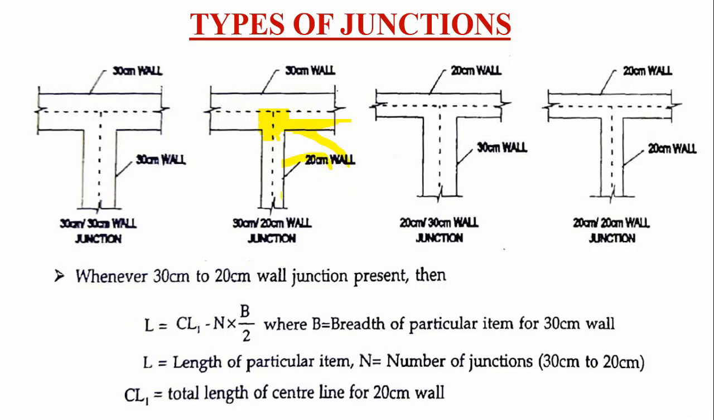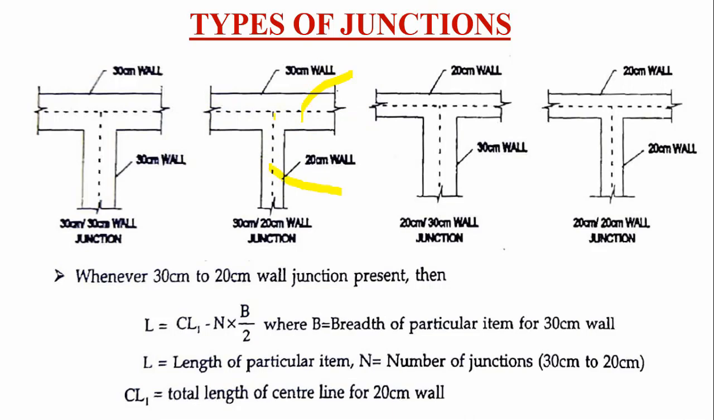So when we are taking the length of this 20 centimeter wall, the formula will be length is equal to CL1, that is the 20 centimeter wall length, minus the number of junctions we have, 30 to 20, how many junctions we have, that has to be seen, into width of the item divided by 2. So now which width do we have to consider? You can see this width is somewhat larger and this width is smaller. So whether this width has to be considered or this width has to be considered.